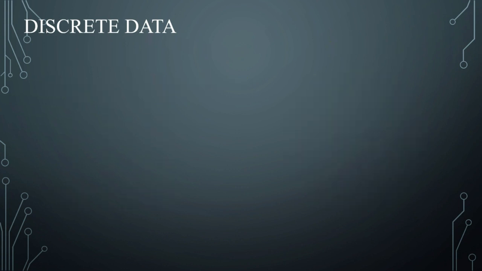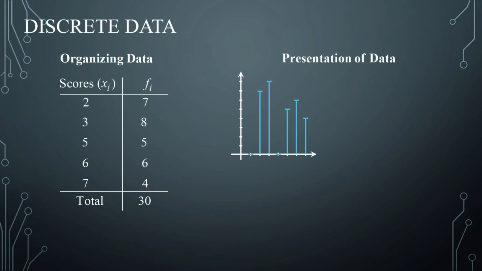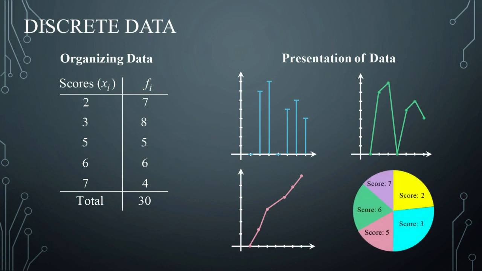Now let's summarize. We've seen that to organize a data collected, we use a frequency table. Then to present the data collected, we use for discrete data a bar graph, a frequency line graph, an increasing line graph, or a pie chart. Now in our next lesson, we are going to look at calculating central values, and measures of dispersion for interpreting our data collected.